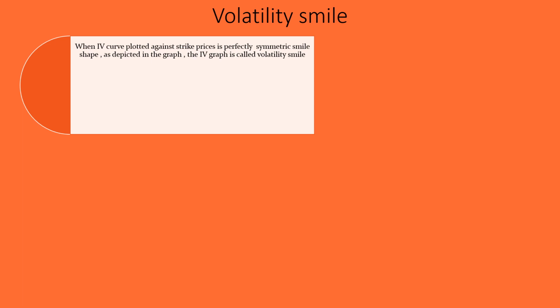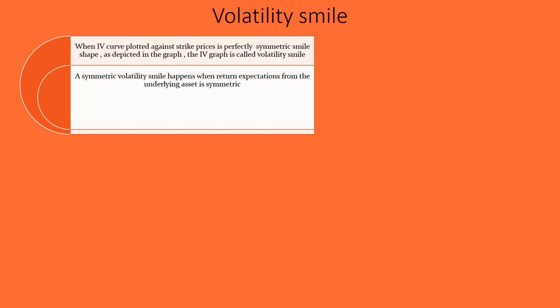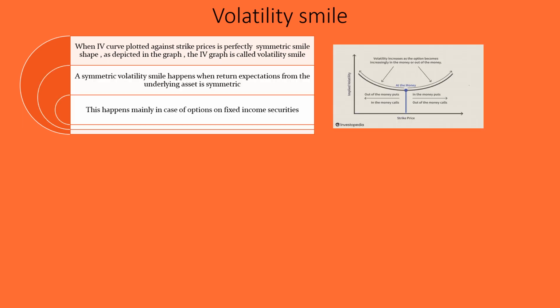Now, when is a volatility skew called a volatility smile? When the IV curve plotted against strike prices is in a perfectly symmetric smile shape as depicted in the graph, the IV graph is called the volatility smile. A symmetric volatility smile happens when return expectations from the underlying asset are symmetric. This happens mainly in the case of options on fixed income securities.